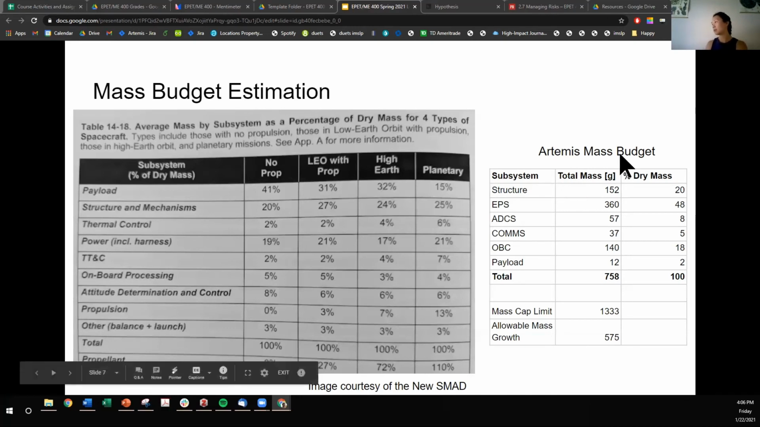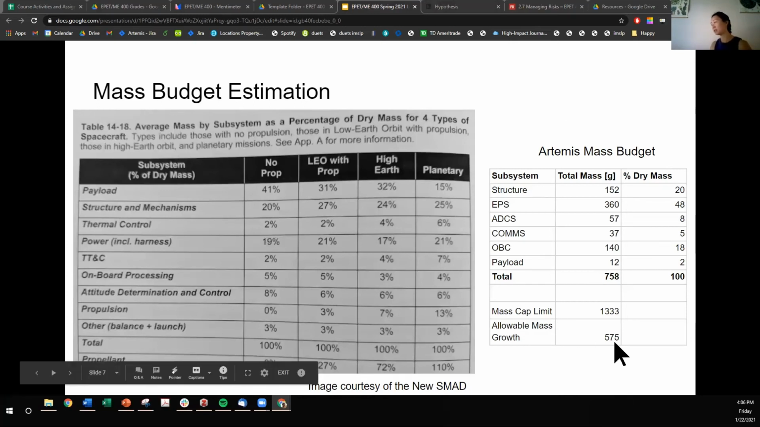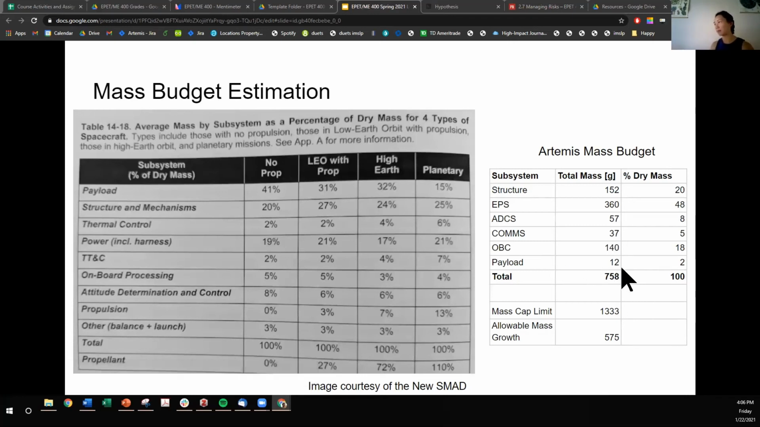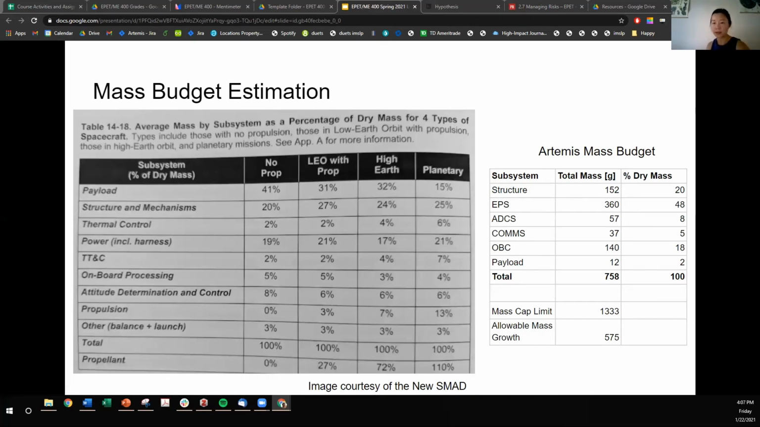But if you look at the Artemis mass budget and compare it to what SMAD defines, our payload is just a baseline. I mean, you can add your own payload, and we definitely want you to. There's still 575 grams left for you to do so. But let's ignore the payload for now. The structure is about 20%, which is comparable to what SMAD said. And then what else is comparable? The structure, ADCS, and communications are on par with SMAD.